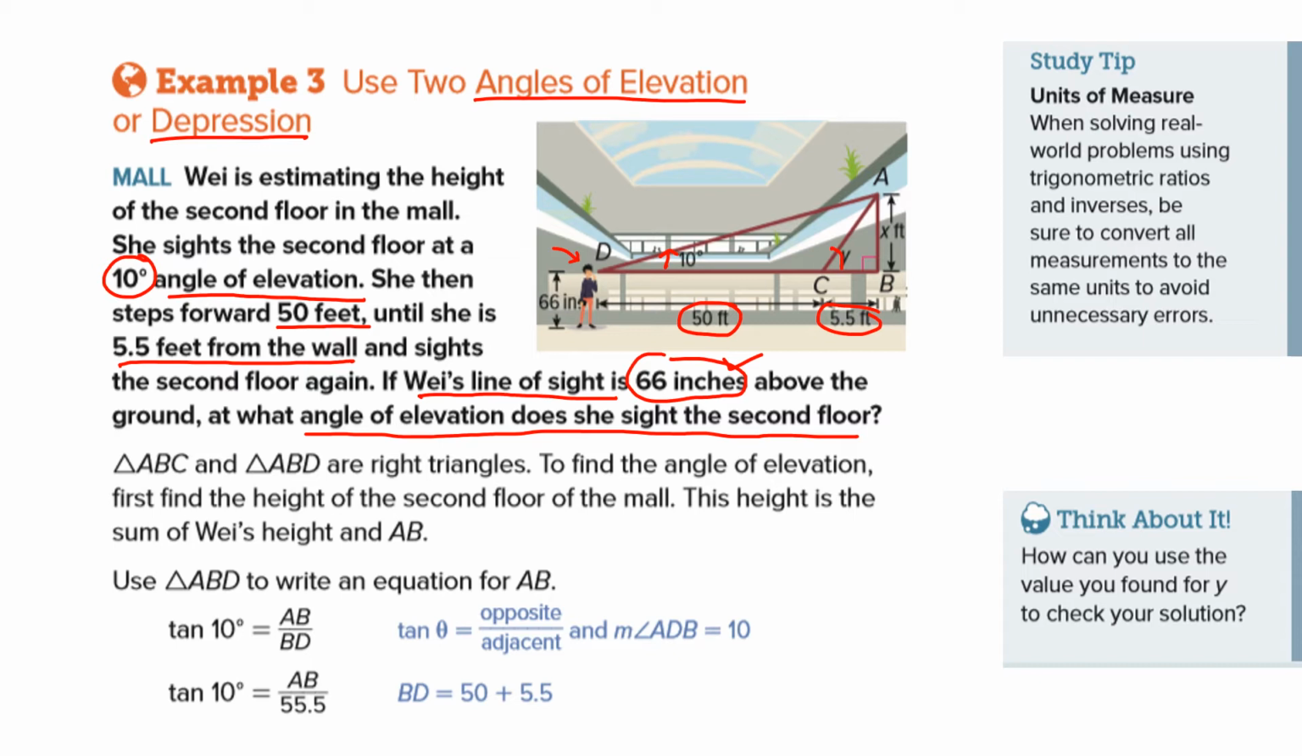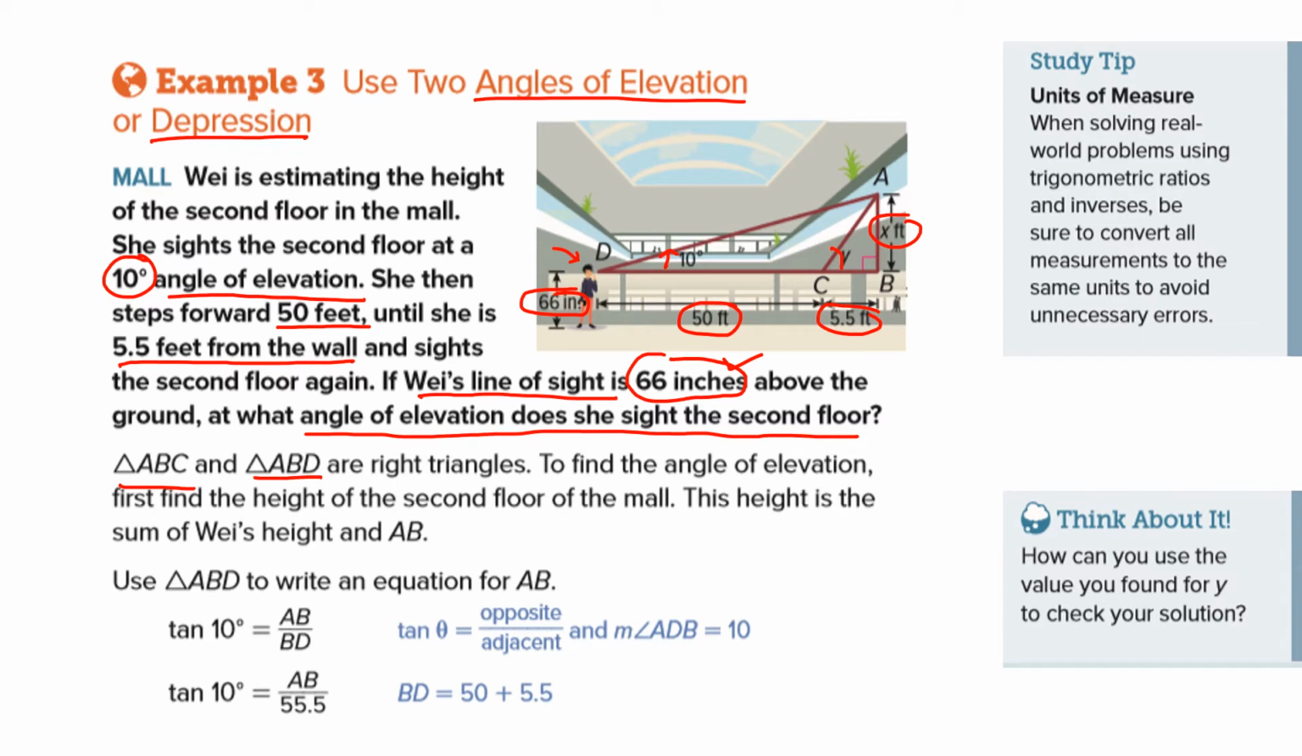These are the points. Let's look back at the measurements given. So 66 inches is the height at which her line of sight is at the point D from the floor. Then the distance CD is 50 feet, the distance BC is 5.5 feet, and x is the AB length, which we don't know, which is where the wall is. And then the angle of elevation, the first one is 10 degrees, the second one we need to find. Okay, because it is trigonometry, we are bound to have right angles, so I hope you all can observe the two right angles in the figure.